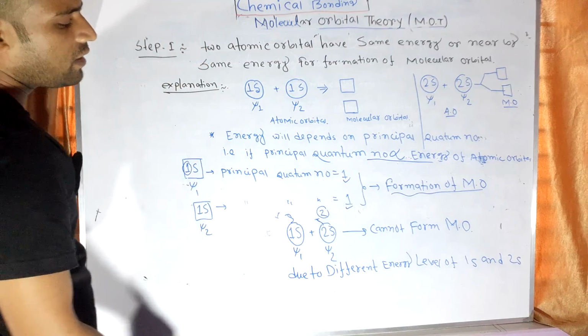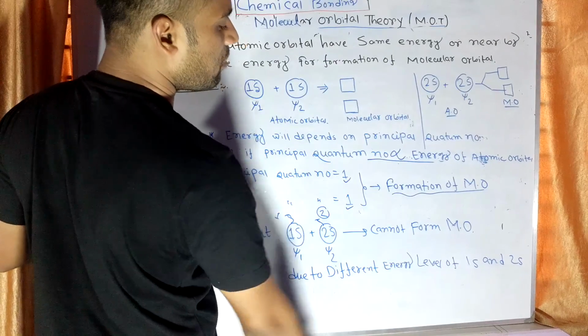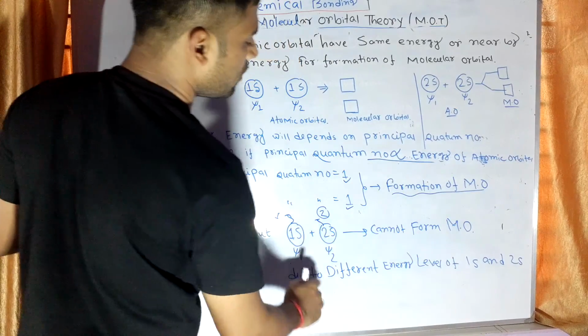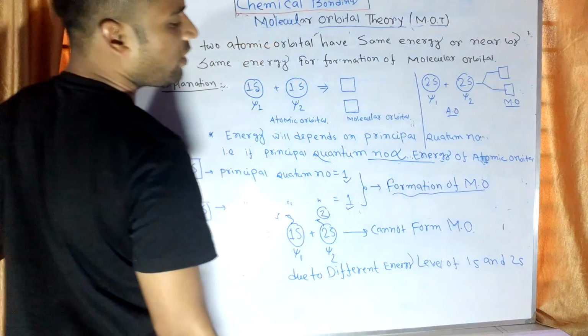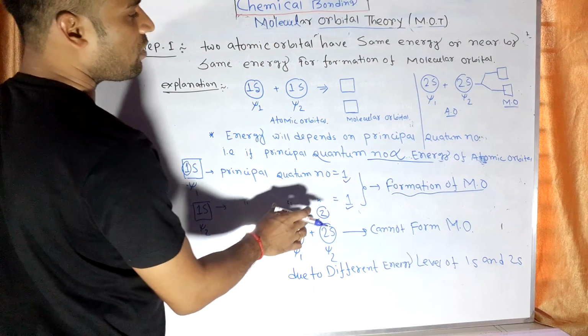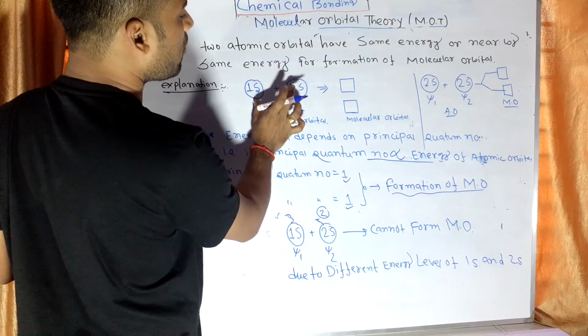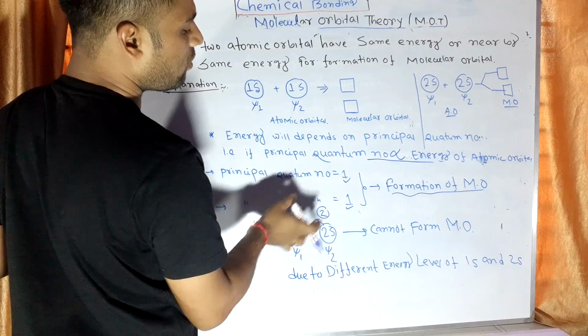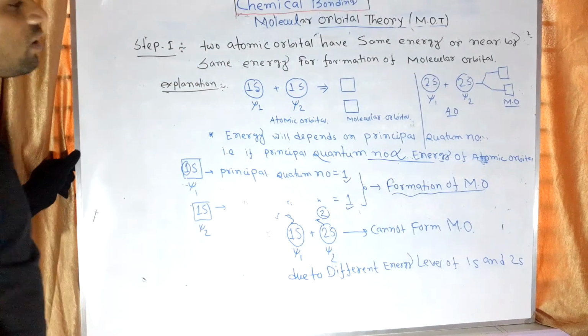There is no same energy. So this condition is not favorable, and cannot form MO. This is the not favorable condition for formation of molecular orbital. Molecular orbital formation always needs the same quantum number of atomic orbitals. Different quantum numbers of atomic orbitals do not favor the formation of molecular orbital.